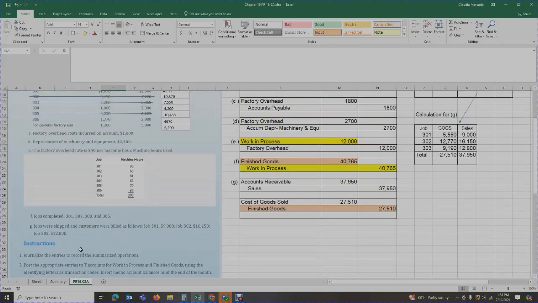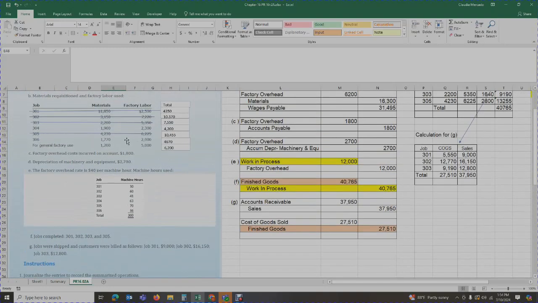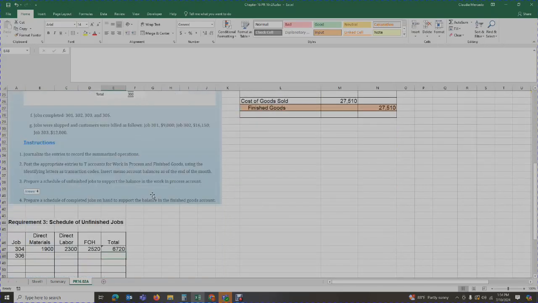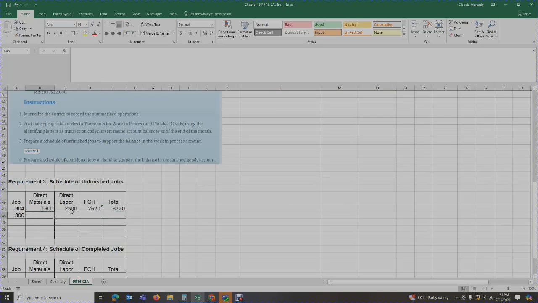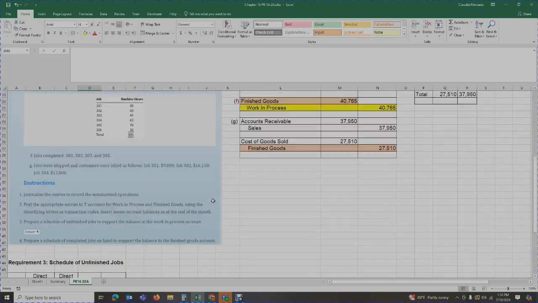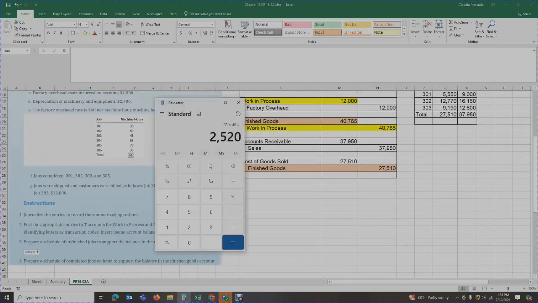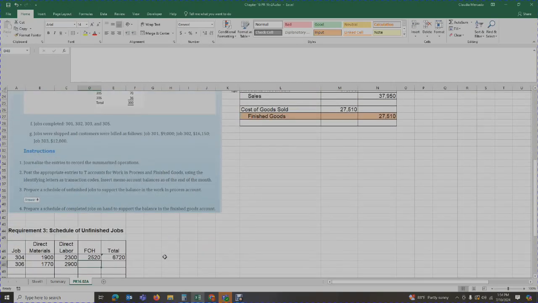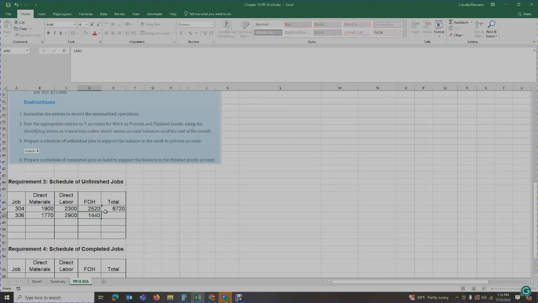Now the other job is 306. We have not finished that one. We've got $1,770 in materials, $2,900 in labor. So we're going to bring that info down, $1,770 and $2,900. For my overhead, for job 306, I've got 36 machine hours at a rate of 40. That gives me $1,440, okay, of overhead. So that's my total, $6,110.